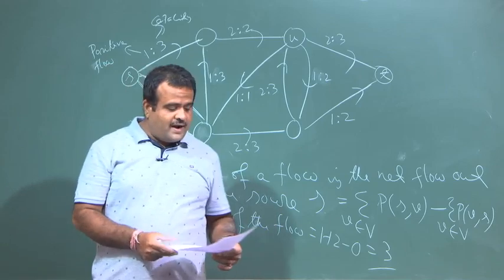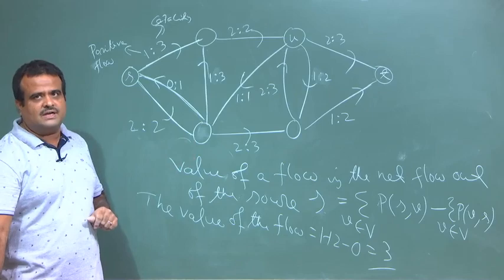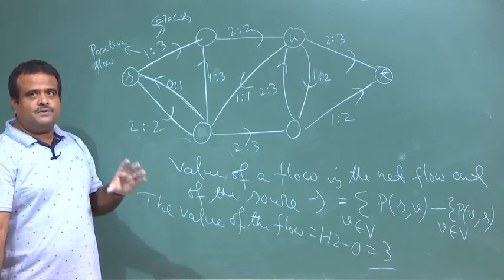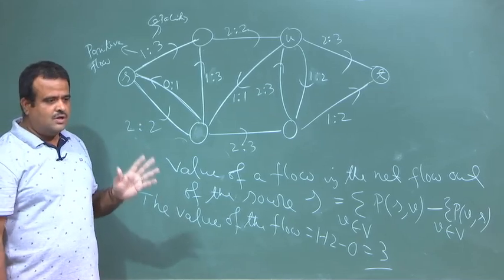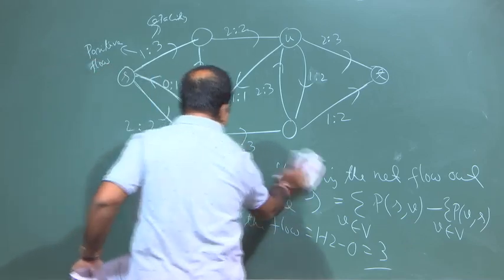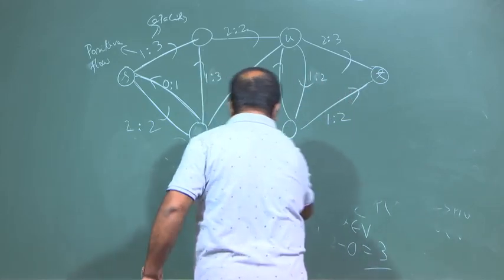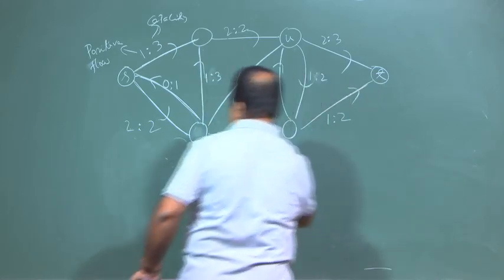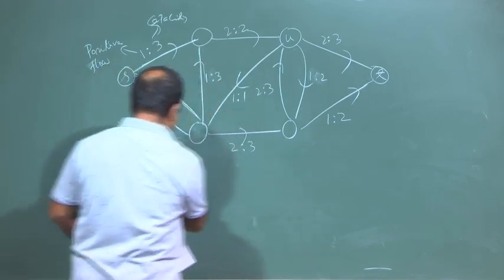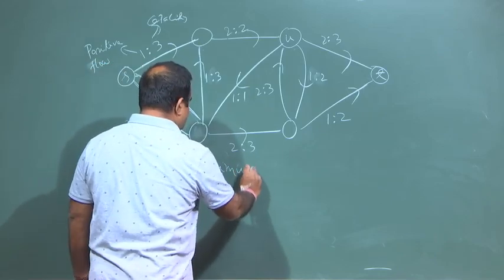Now, we want to define what the max flow is. Is this the maximum current we can flow in this network? That is the question. Is 3 the maximum positive flow we can pass into this network? That is called the max flow problem. So, that problem is referred to as the maximum flow problem.